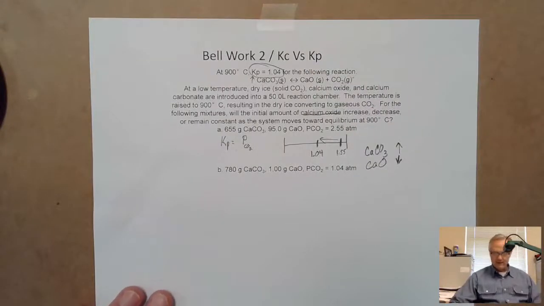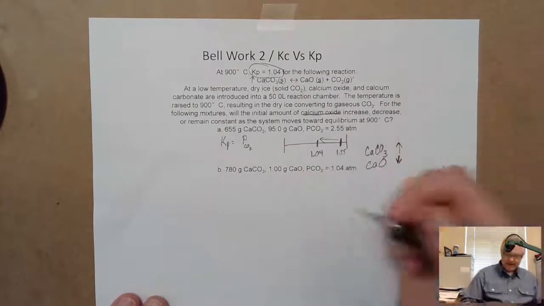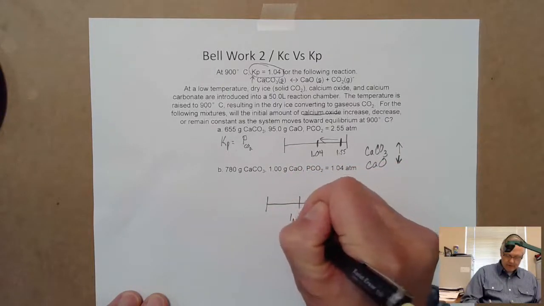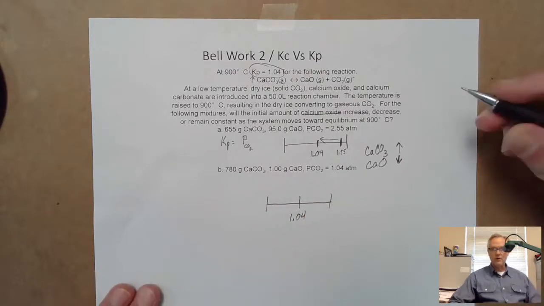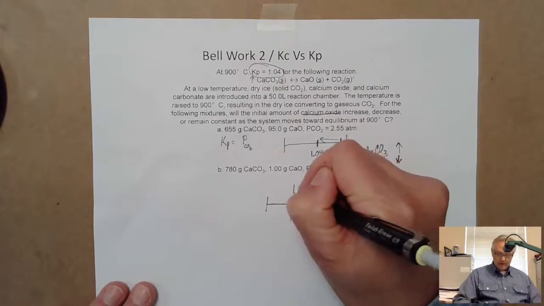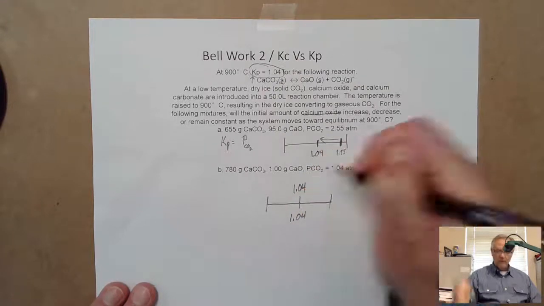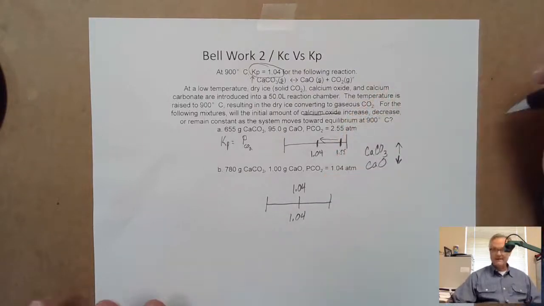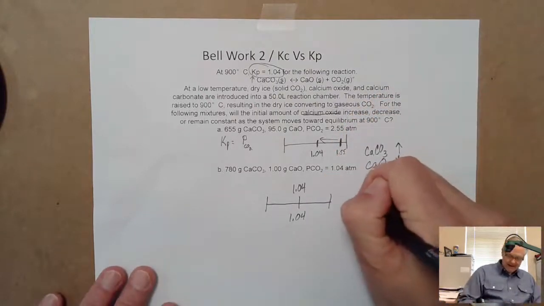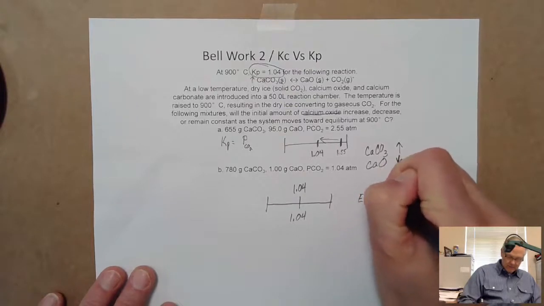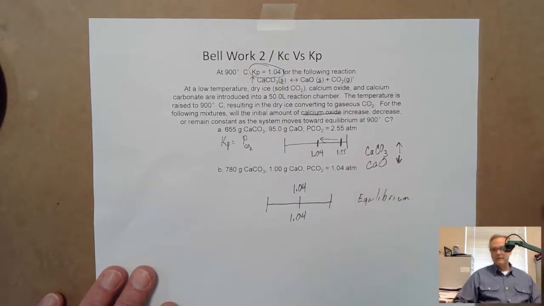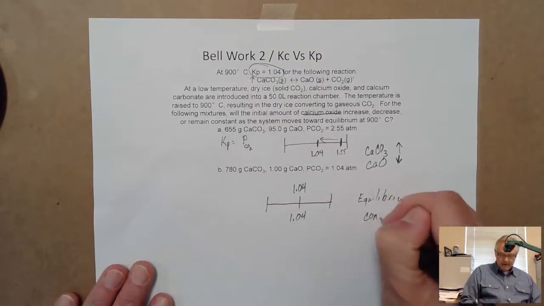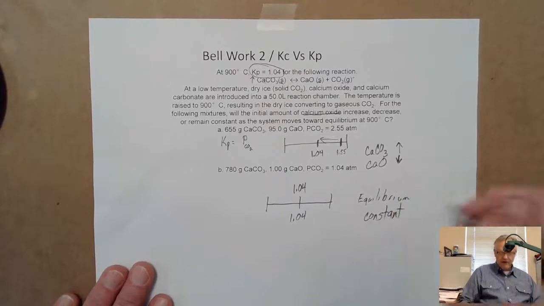All right, let's look at the next one. On this one, same thing, except this one says that I have 1.04, and my actual is 1.04 for the pressure of the carbon dioxide. So since they're the same, then it is at equilibrium. If it's at equilibrium, then all the concentrations remain constant. They are not going to be changed.